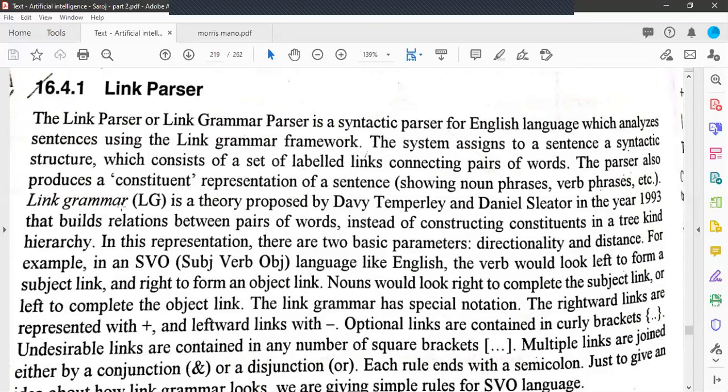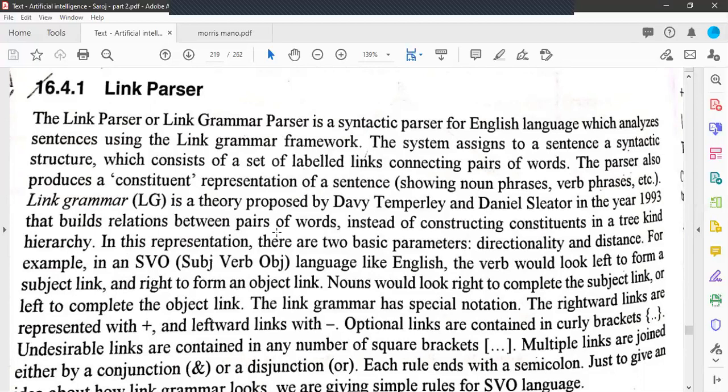In this link grammar, a parse tree is not created, rather a sequence of grammatical categories are put up in a series, and then it is checked whether that sequence follows the correct pattern or not. Link grammar was proposed by Davy Temperley and Daniel Sleator in the year 1993. This link grammar builds relations between pairs of words.